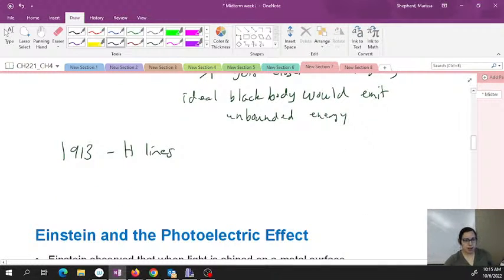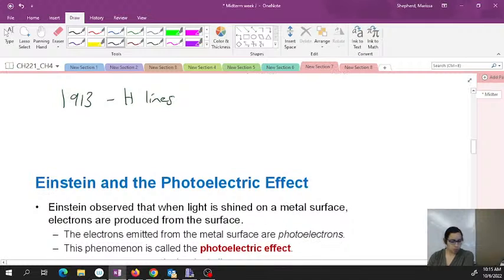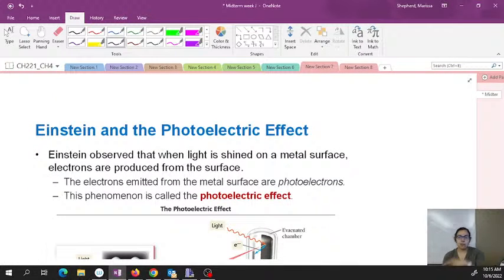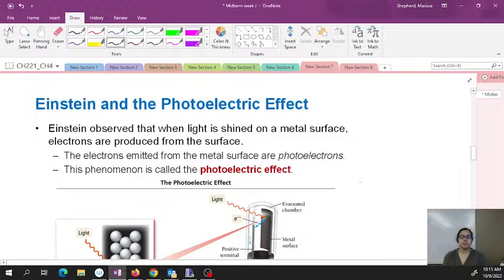All right, so now back to where we are in history. So we're at 1913, so they're kind of dancing around this discrete energy level topic. They haven't quite gotten there. And then in 1905, Einstein really came along to explain the photoelectric effect. So they had done this experiment previously, but they didn't have an explanation for it.